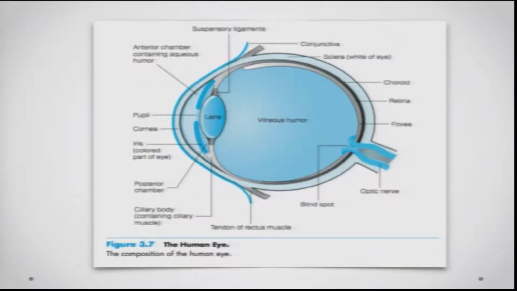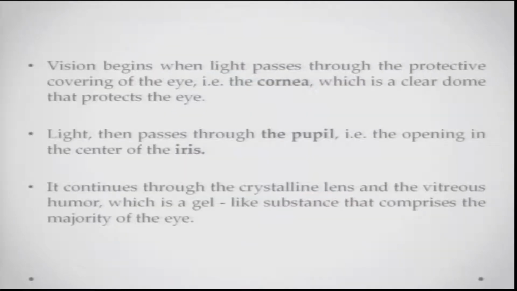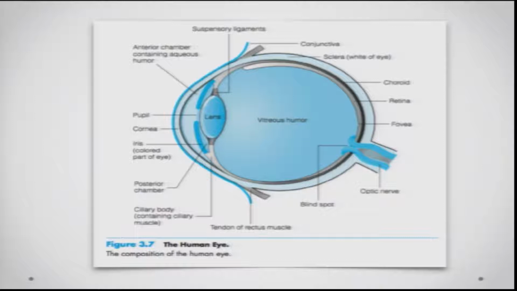Now, you can see what the cornea is. The cornea is a clear dome protecting the eye, the outer layer of the eye. Then through this cornea the light passes through the pupil. The pupil is the opening in the center of the iris. You can again refer to the figure. Here you can see the pupil, which is the opening in the iris.